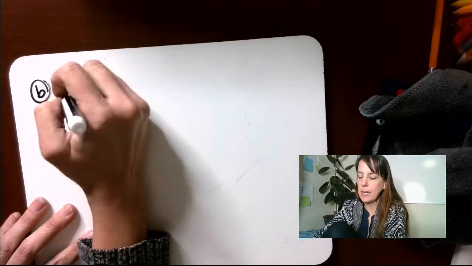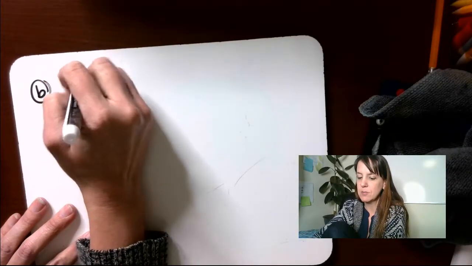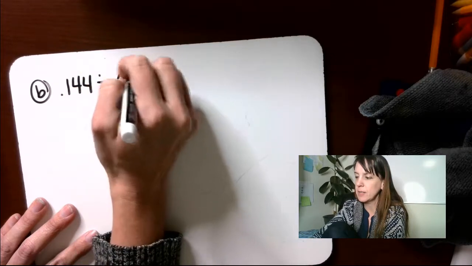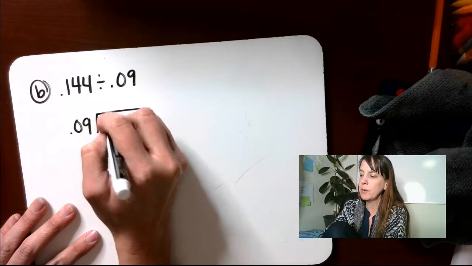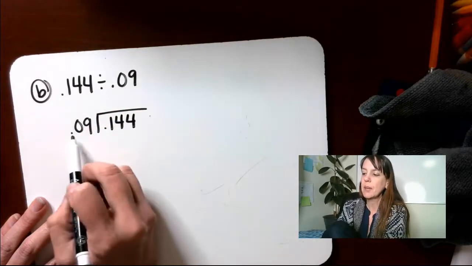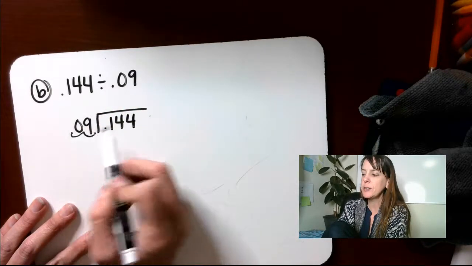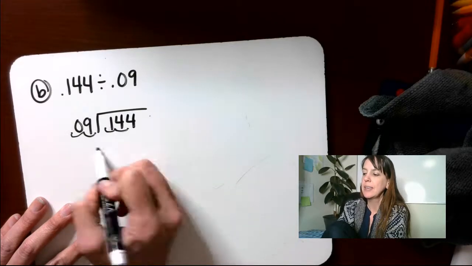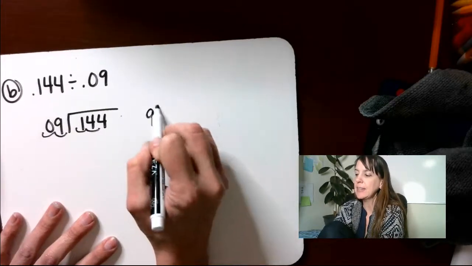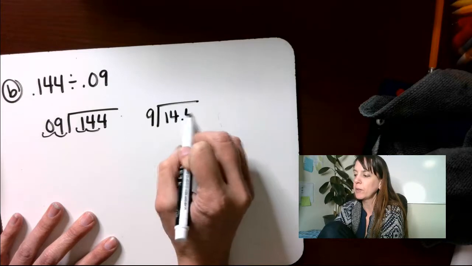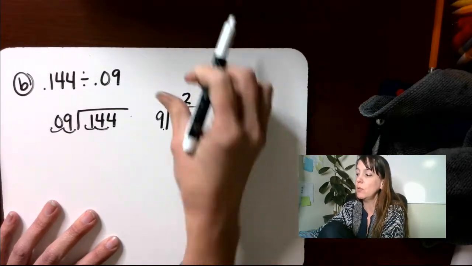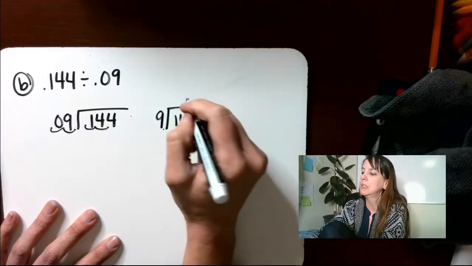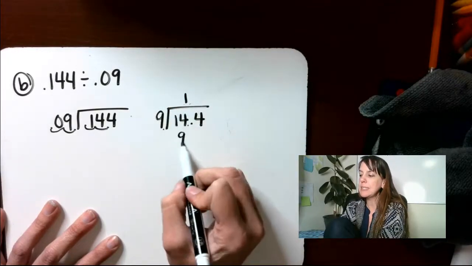For B, we have 0.144 divided by 0.09. So it's going to be 0.09 divided by 0.144. I'm going to move this spot over 1, 2 spots, 1, 2 spots. So now what I have is 9 divided by 144. 9 goes into 14 2 times. Oh, no, it doesn't. Just 1 time. Sorry, making that mistake. 1 times 9 is 9.